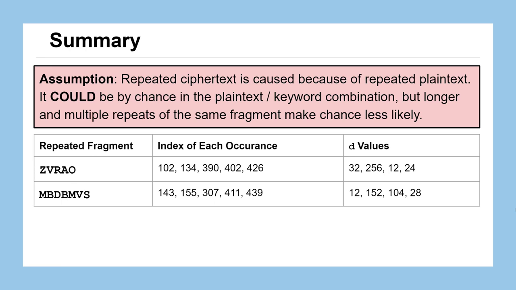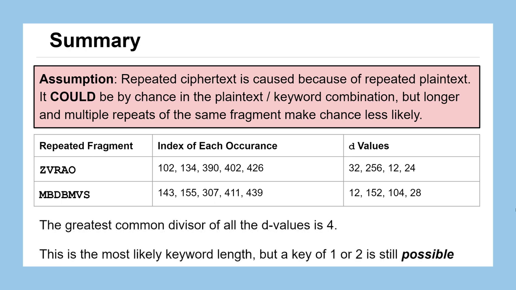If you were to find multiple divisors for all of these values here, you could probably assume that your encryptor was using the largest value of those, because that would produce the most secure message, as we've learned about in other lessons. So let's find the greatest common divisor of all of those numbers. And it happens to be 4. It's actually not a very large divisor at all. So that is going to be our most likely length of the keyword, since it is the largest value that divides all 8 of those numbers.